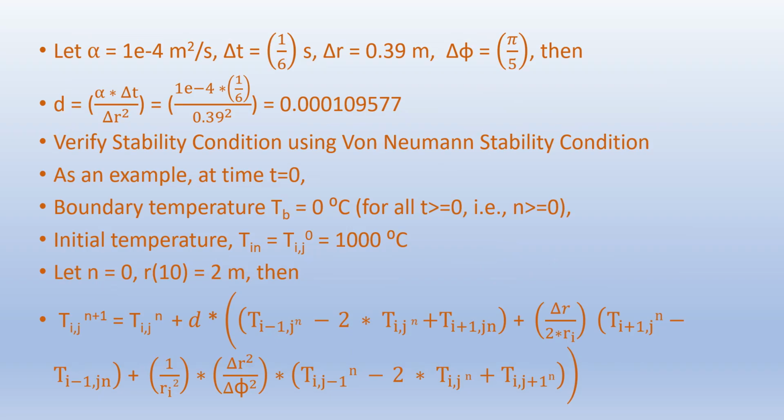We can then solve for a typical example. Let alpha equal 1e-4 meter squared per second, delta t equal 1/6 seconds, delta r equal 0.39 meters, and delta phi equal pi over 5. Then we get the d value, which is equal to alpha times delta t over delta r squared, which is equal to 0.000109577. We need to verify the stability condition using the von Neumann stability condition requirement.